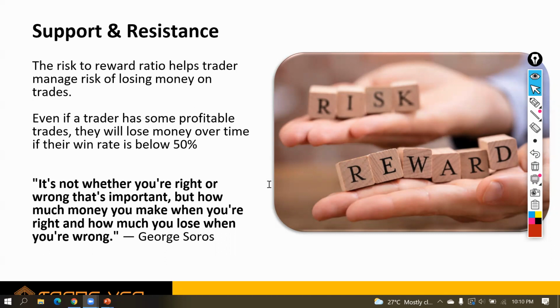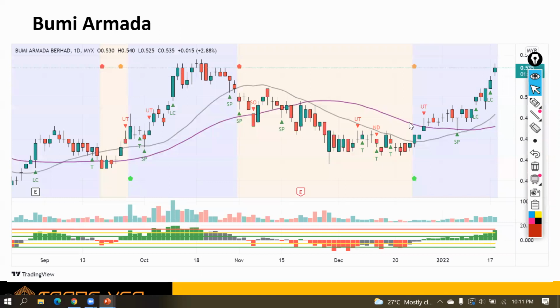Okay, so right. So yeah, these are the things that I think is very important in order to keep our portfolio in the right direction.